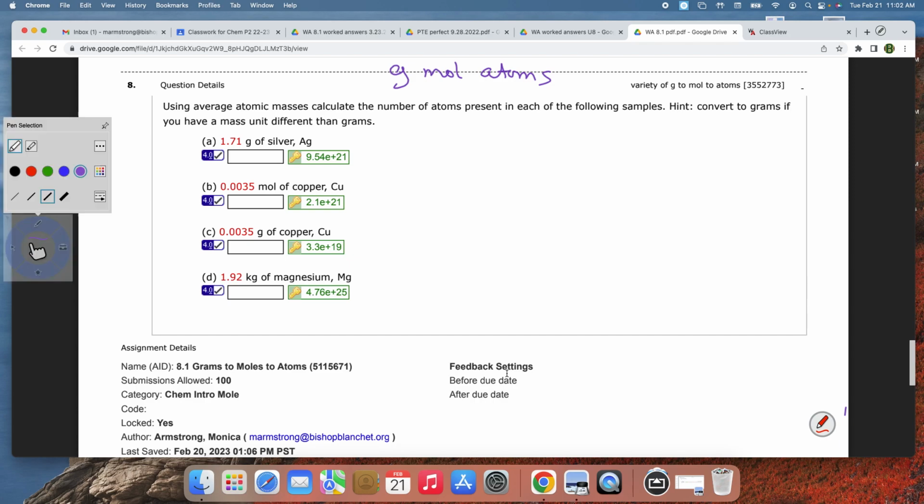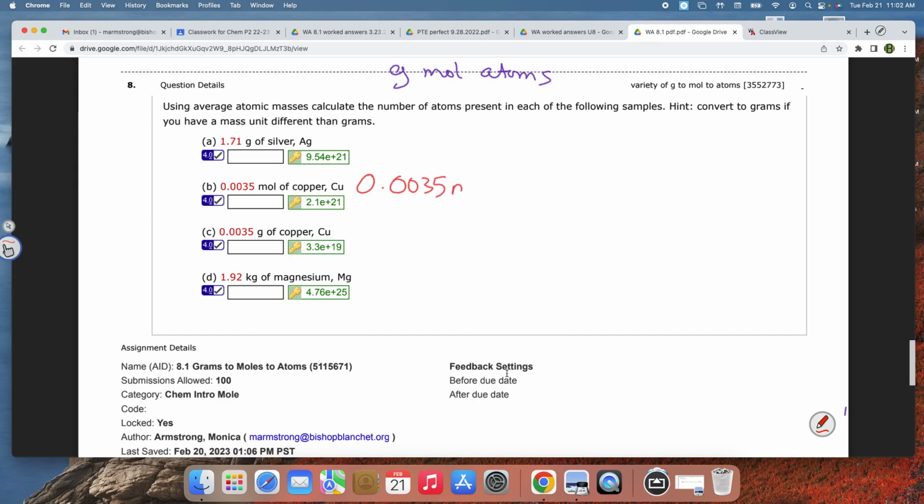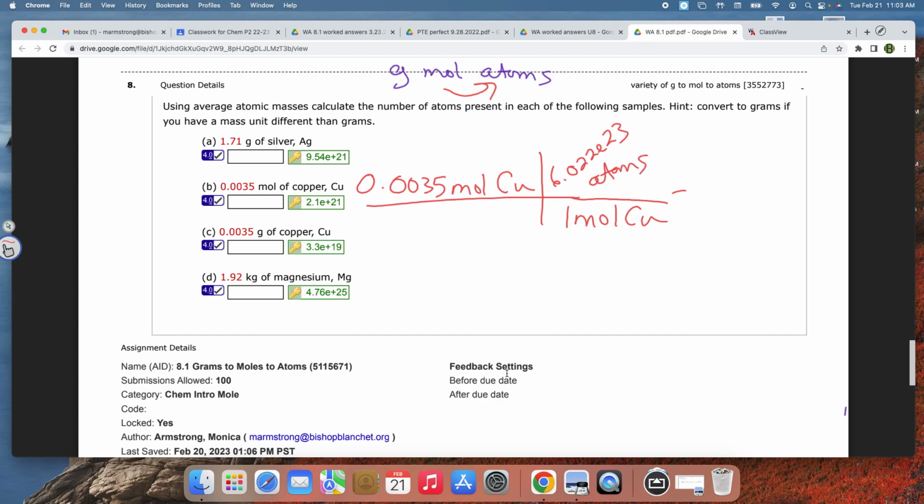Letter B is moles. You were given a present. I always call that a present. I love when I get moles. It's a shortcut. 0.0035 moles of copper. And that means we're just going moles to atoms. 1 mole of anything, even copper, has Avogadro's number worth of atoms. They're next to each other. You'll multiply. Started with 2 sig figs, end with 2 sig figs.